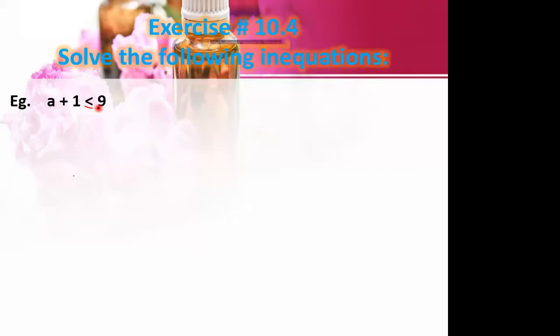First you will start with the heading Solution, and then you will copy down your question again, which is a plus 1 less than 9. Now you will solve it like exercise number 10.3. Here you have plus 1, so you will do minus 1 on both sides. You will write a plus 1 minus 1, less than sign, then copy 9 as it is, and then minus 1.